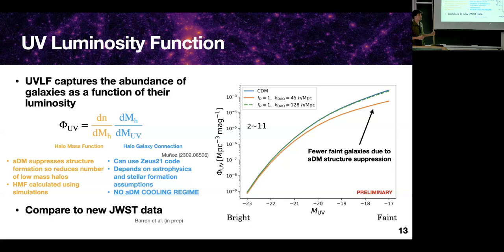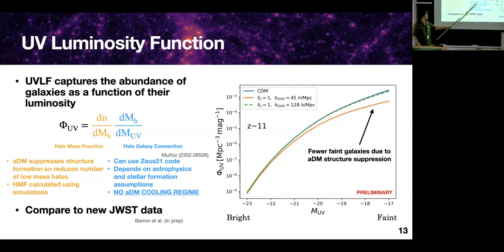This is just capturing the abundance of galaxies as a function of their luminosity. But it is important in depicting how we can break down our approach to ADM into both cosmological and astrophysical effects. Here we've got the halo mass function, which is essentially the number of dark matter halos and their masses. This is entirely determined by the matter power spectrum because the ADM will suppress structure at smaller scales. On the other hand, we've got the halo-galaxy connection, which is essentially the relationship between the dark matter halos and the mass of the galaxies that they host.